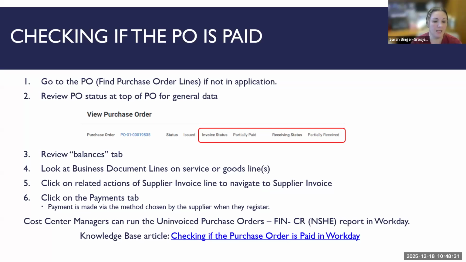You can also scroll down to the specific service or goods line to check if it's been paid. And you can click on the related actions of that supplier invoice to navigate to that specific invoice to see if it's still pending or has been paid. And you can also click on the Payments tab to find out how it was. So cost center managers can run this uninvoiced purchase orders report as well, just to see what may still be pending.